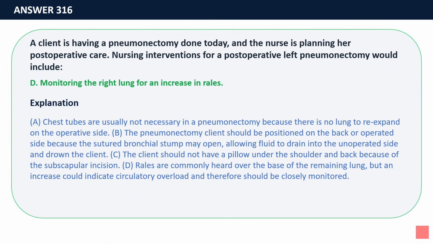Answer: D. Monitoring the right lung for an increase in RELs. Explanation: A. Chest tubes are usually not necessary in a pneumonectomy because there is no lung to re-expand on the operative side. B. The pneumonectomy client should be positioned on the back or operated side because the sutured bronchial stump may open, allowing fluid to drain into the unoperated side and drown the client. C. The client should not have a pillow under the shoulder and back because of the subscapular incision. D. RELs are commonly heard over the base of the remaining lung, but an increase could indicate circulatory overload and therefore should be closely monitored.